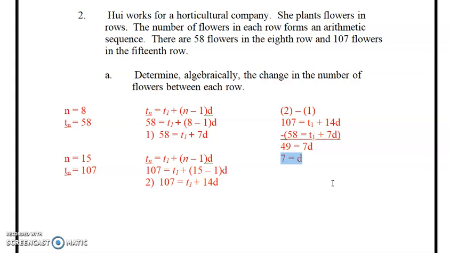And we're finished with our common difference, because that's what the first one said. We want to determine the change in the number of flowers between each row. So the A part's finished. The answer is 7.